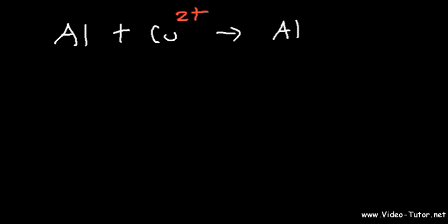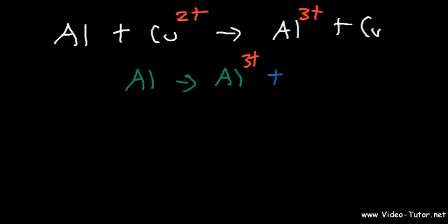Let's try another example. Al plus Cu2+ converts to Al3+ and Cu. Now this reaction isn't balanced because the charges are different, even though the number of atoms are the same. So let's start with aluminum. We need to add 3 electrons to the right side to balance the charge for aluminum. So that's it for that half reaction. And this half reaction is known as oxidation.